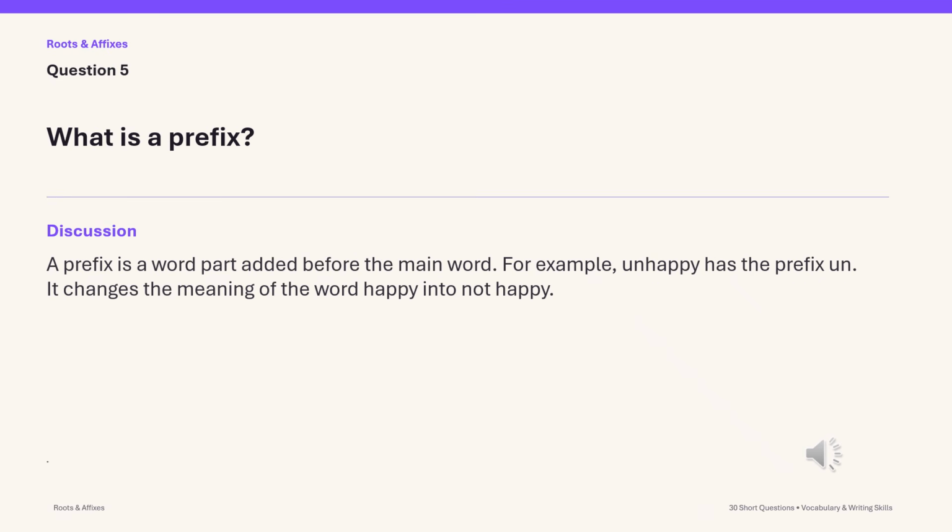Next is, what is prefix? Now, a prefix is a very simple thing. A prefix is added before a root word. If we look at the word unhappy, the prefix un changes the meaning of happy into not being happy. So prefix generally comes before the root word and changes its meaning.